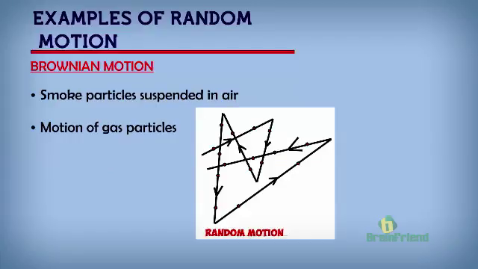All right, let's look at some examples of random motion. The primary example is Brownian motion, which involves the movement of particles in gas. So, smoke particles suspended in air is an example of random motion. And then the motion of gas particles also in air or in a fluid are examples of random motion. This is an example of random motion.